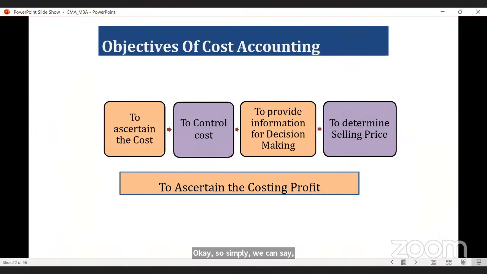So what are the objectives of cost accounting? I have taken only these four or five objectives of cost accounting. It covers all. Please remember, the first and foremost objective of cost accounting is to ascertain the cost. We have to know the cost of a product or cost of the services or cost of a particular unit. Then the second is to control the cost. We need to apply certain techniques to control the various costs. And the third objective is to provide information for decision making.